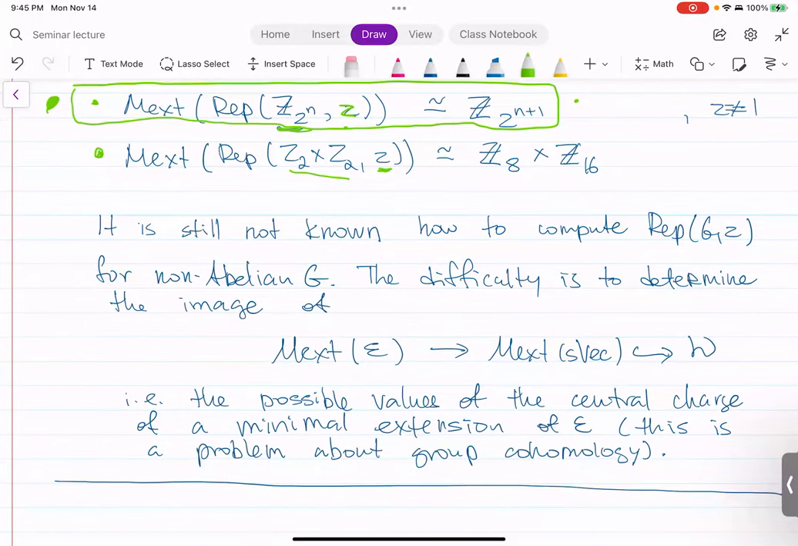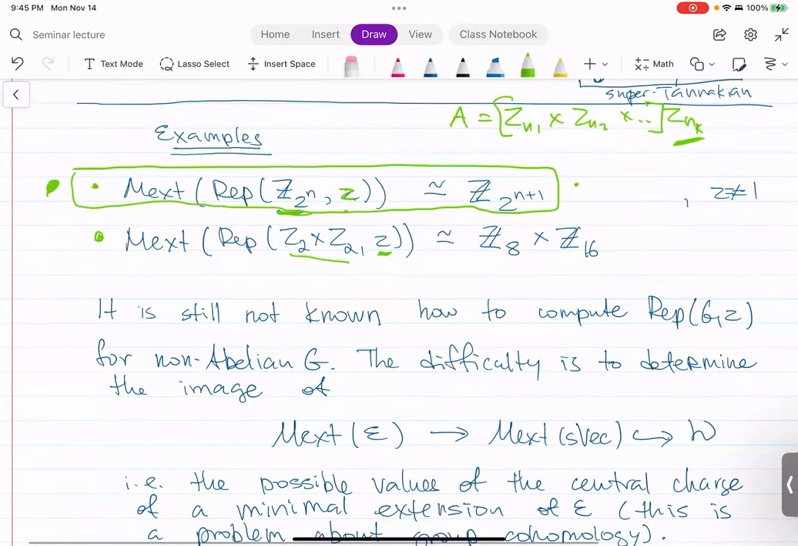Question. Yeah, please. In the first example, will n equal to 1, why is it so here? Okay, I should be precise. It's n bigger or equal than 2, so it's only for this. For n equal to 1, that's of course different. For n equal to 1, this will be the minimal extensions of super vector spaces, which is the 16, not the 4. So for n bigger or equal than 2.